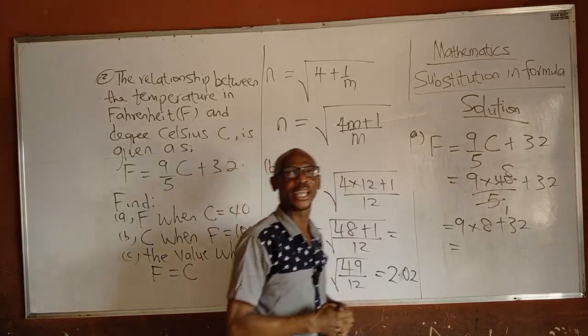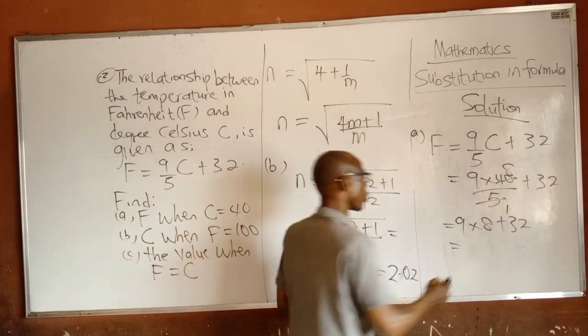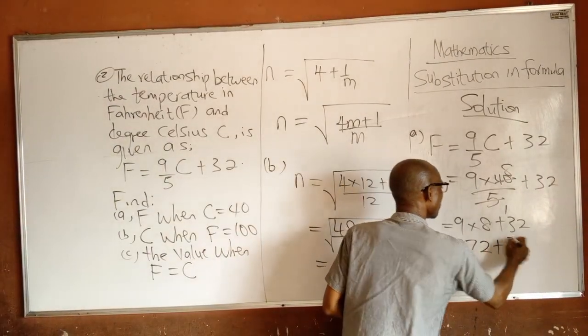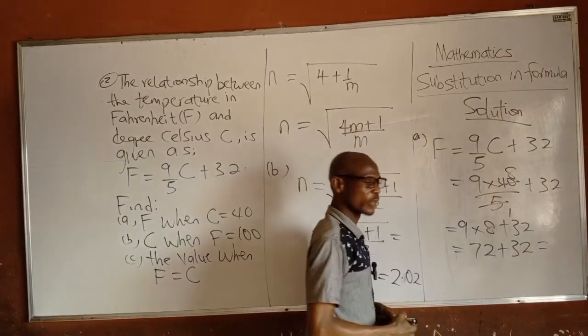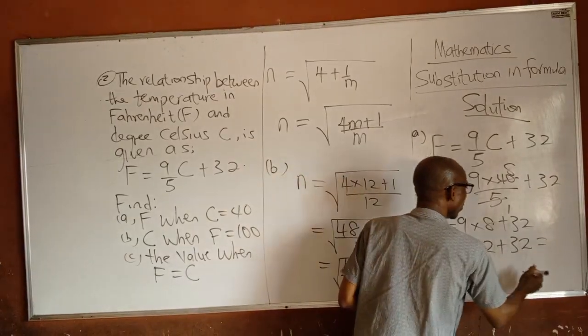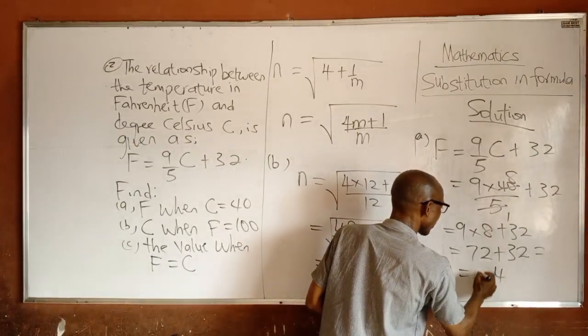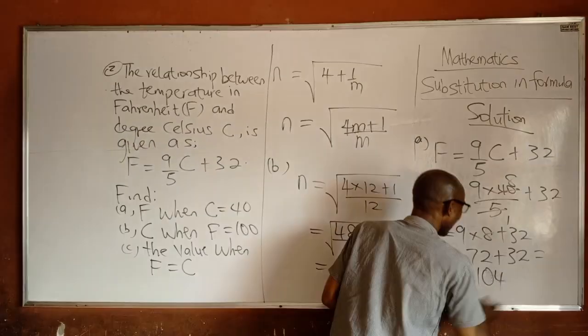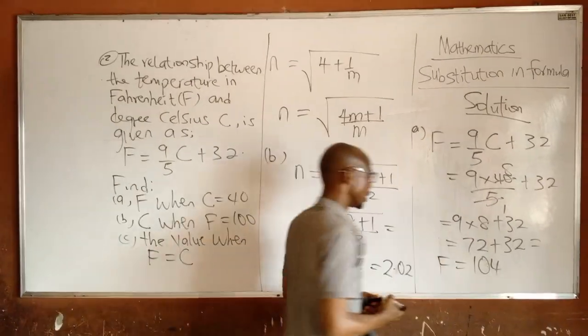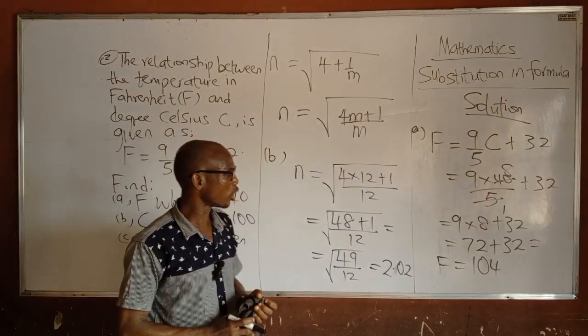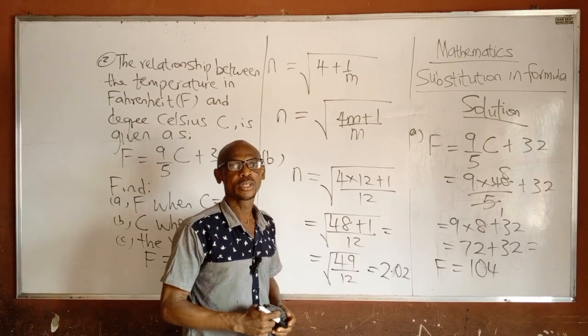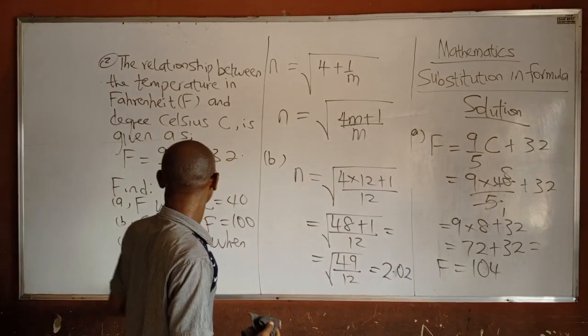And what is 9 times 8? 9 times 8 is equal to 72, plus 32. So this will give us 2 plus 2 is 4, and 7 plus 3 is 10. So our answer, F is equal to 104.